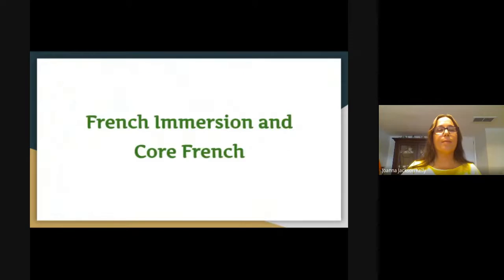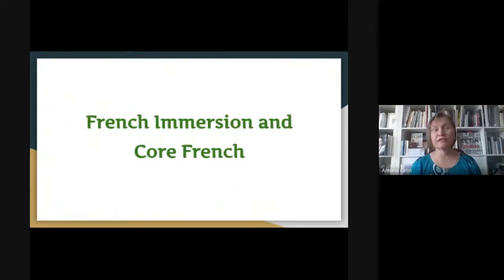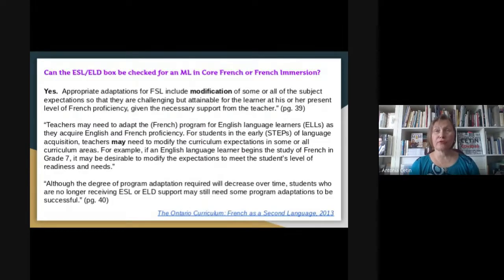Let's have a look at some considerations specific to the French immersion and core French programs. To confirm, the ESL-ELD box can in fact be checked for an ML in core French or French immersion. Yes, for a period of time, on a case-by-case basis, if modifications are made to some or all of the subject expectations. Modifications may need to be made for students in early stages of language acquisition. Observations need to be made continually to help the student progress with the aim of eventually not needing to check this box anymore.